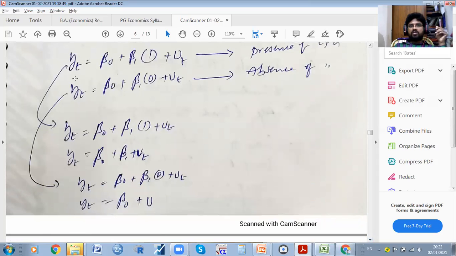But if you multiply beta 1 by 0, then anything multiplied by 0 is equal to 0. So yt is equal to beta 0, which is nothing but the intercept value only. Am I right? Have you understood this point?